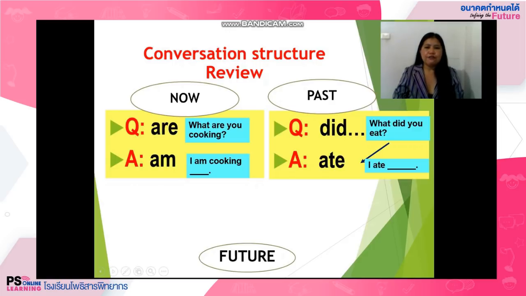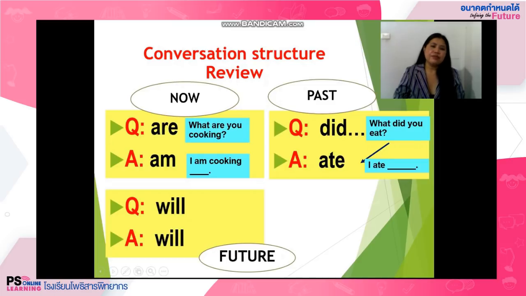And for future tense, we also used will. If you use will on the question, you use will on your answer. So example is, what will you cook? And the answer is, I will cook.